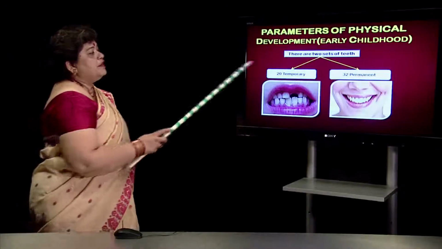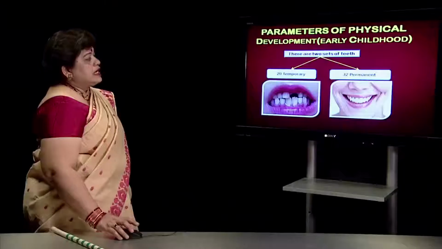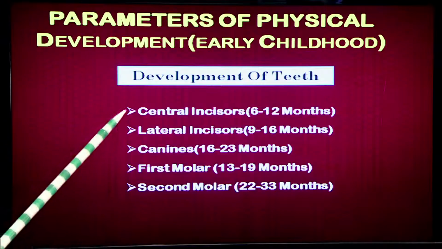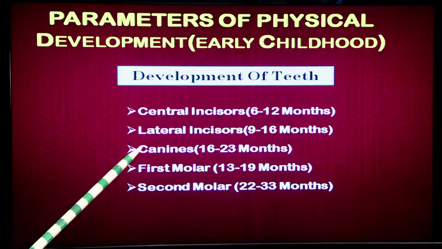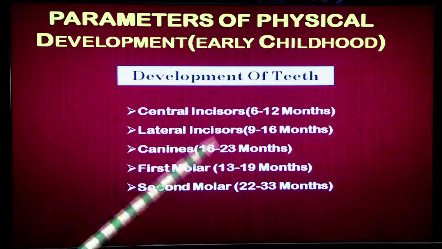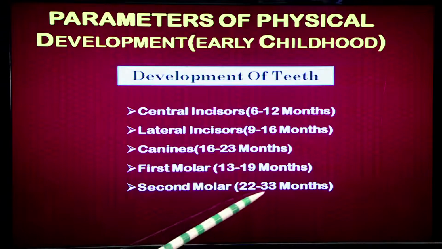Another important parameter of development is the development of teeth. In the beginning, a child has 20 temporary teeth, which are also called milk teeth, and they get replaced by a permanent set. And finally, an adult has 32 permanent teeth. The development of teeth takes place in a particular order. That is, first the central incisors come at the age of 6 to 12 months, lateral incisors from 9 to 16 months, canines from 16 to 23 months, first molar from 13 to 19 months, second molar 22 to 33 months.